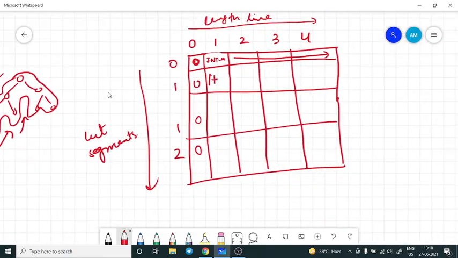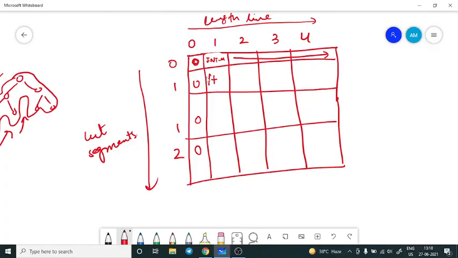So basically each state, each cell, is storing the maximum number of cuts I can have with the allowed cut segments for that particular length. As you can see, for this line of length one and having only one cut segment allowed, I can have only one cut, because one plus that, then the remaining is zero.